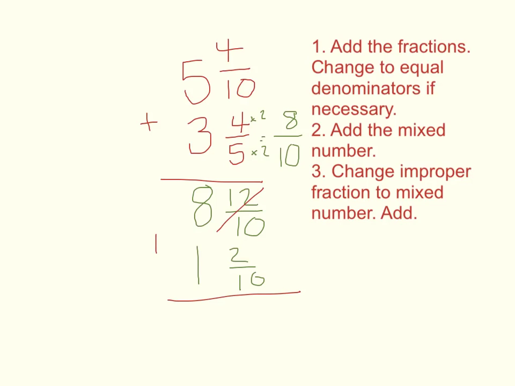Now all I have left to do is add that number to my answer of 8 right here. So I can bring down 2/10, and then I go ahead and add 8 plus 1 to equal 9. Your answer to this problem is going to be 9 and 2/10, or 9 and 1/5.